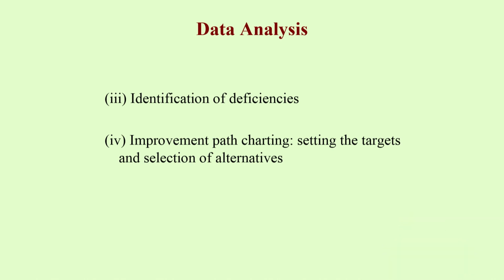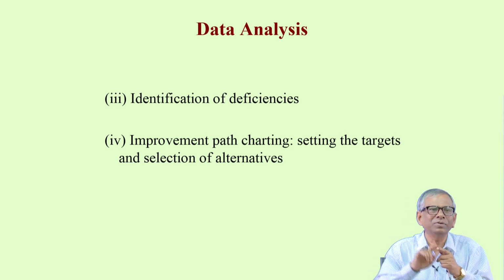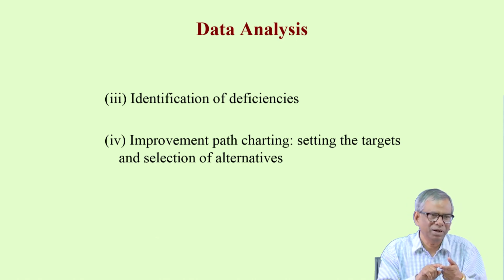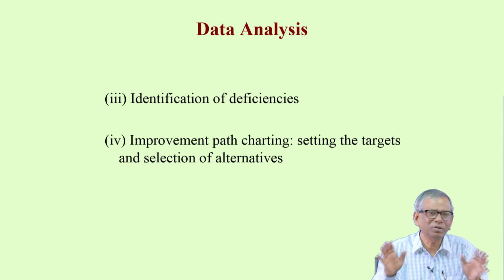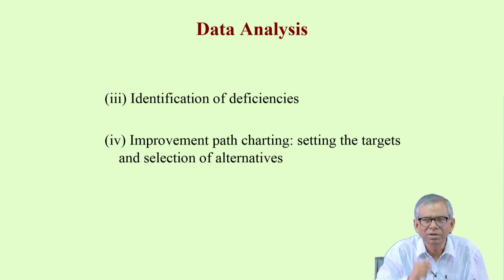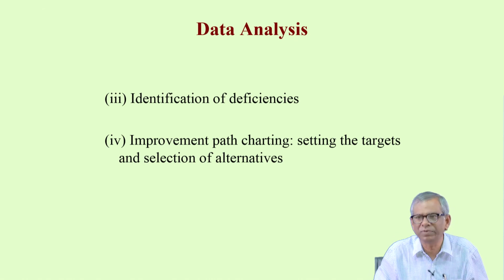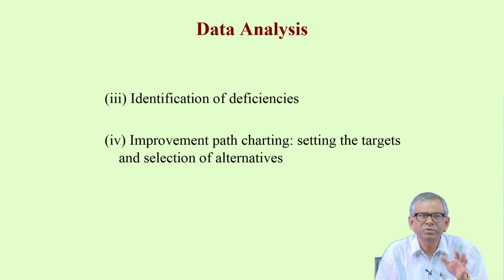Improvement path charting, setting the targets and selection of alternatives. This has to be done, right? The pollution level, you cannot jump on. Suppose your performance is very poor at this time and you are trying to reach the zero level. It cannot be wishful thinking that you reach there in 6 months' time, nor 6 years perhaps, but at least you should develop a reasonable time frame, a continuous improvement path.